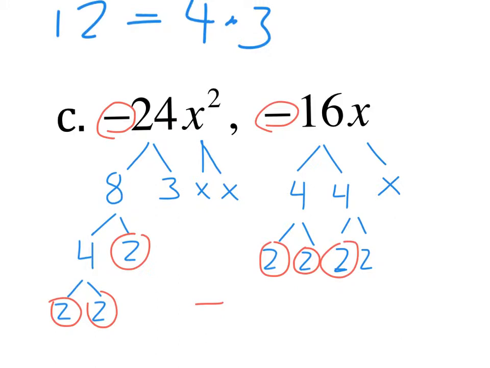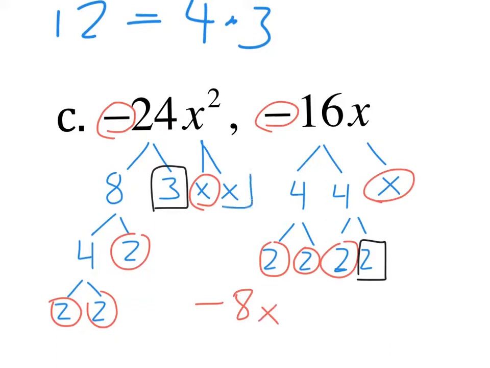2 times 2 times 2 is 8. Notice what's left over here is just this 2, and what's left here is a 3, which are not common. And then if I look at the letters, I have a pair of x's, so I can bring that down, and notice the remainder over here is just an x, so I don't need to consider that. So my final answer down here, what's the GCF of these two terms? -8x.